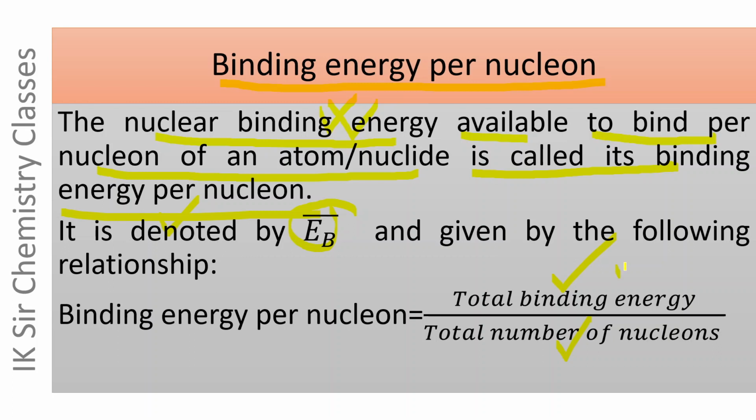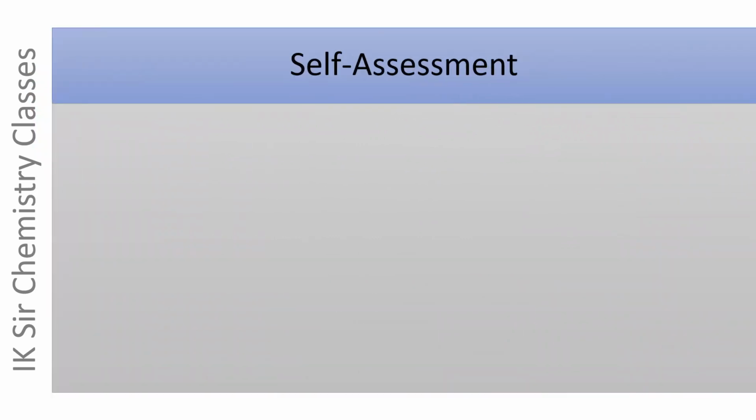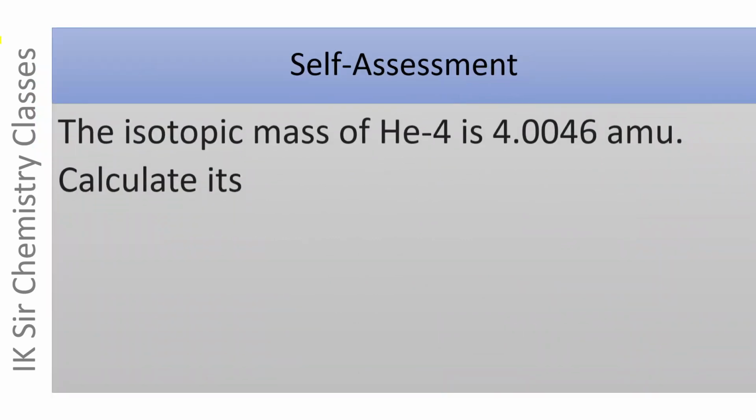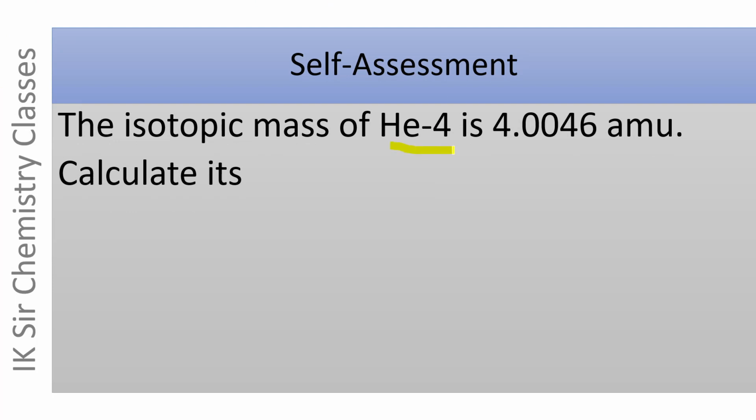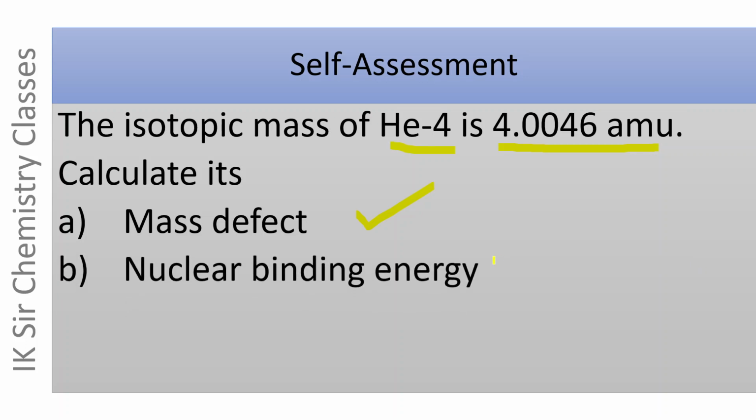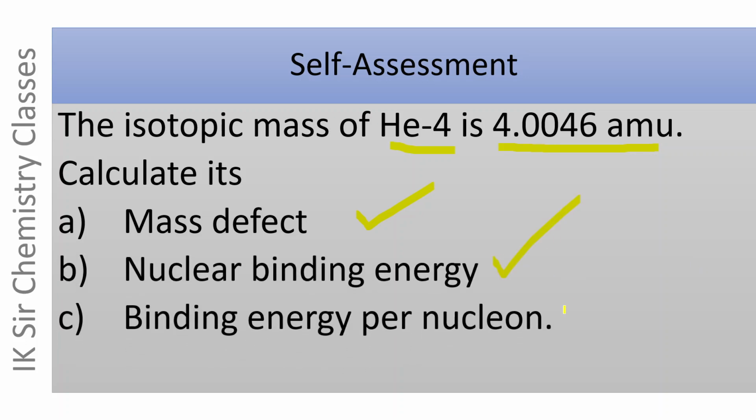This binding energy is used to bind such number of nuclear particles, and therefore binding energy per nucleon will be given by binding energy divided by mass number. Mass number is nothing but total number of nucleons. With the help of this expression, binding energy per nucleon can be calculated. Now, time for self-assessment. The isotopic mass of helium-4 is 4.0046 u. Then calculate its mass defect, nuclear binding energy and binding energy per nucleon.